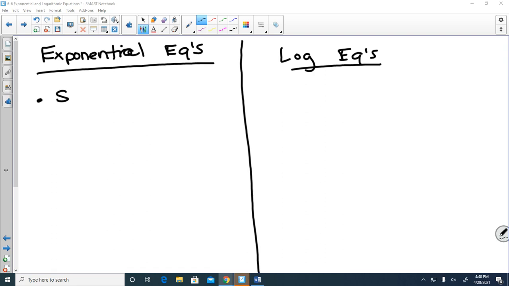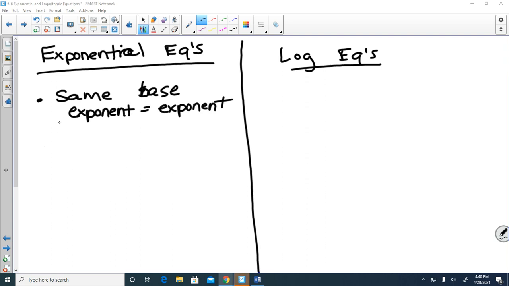All right, so in summary, if you're trying to solve an exponential equation, the first thing you want to try to do is write it so that it has the same base, and then set the exponents equal to each other. If you can't rewrite it so that they have the same bases, then you're going to take the log of both sides.